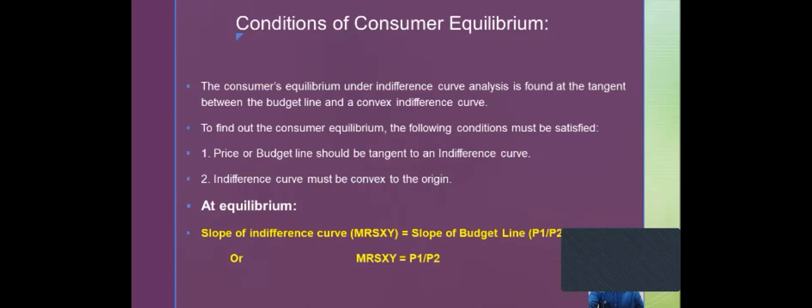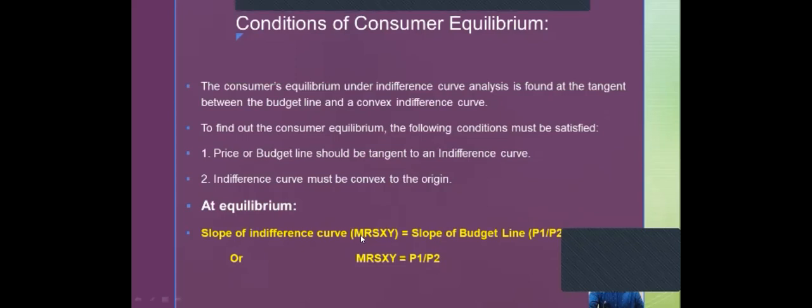The second condition is that the indifference curve must be convex to the origin. And mathematically, if you take the slope of the indifference curve, you will find that the slope of the indifference curve is measured in terms of the marginal rate of substitution of X for Y.